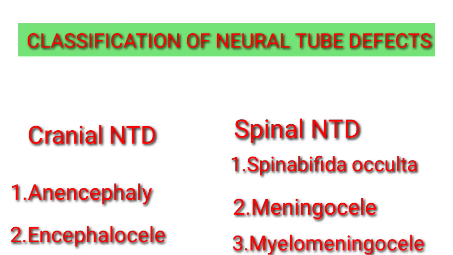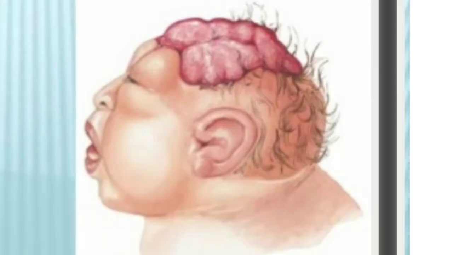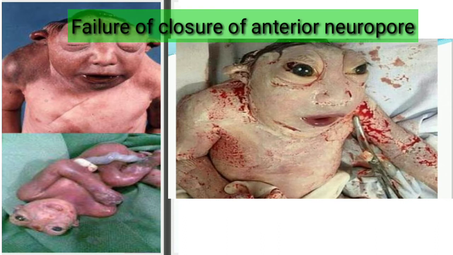First we see anencephaly. This picture shows absent cranial vault with the cerebral hemispheres completely absent or reduced in size. The infants don't survive long. This is due to failure of closure of the anterior neuropore.